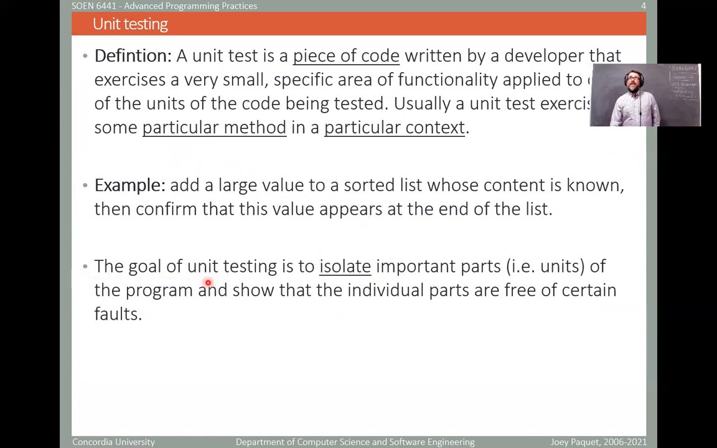So the goal of unit testing is to isolate important parts or units of the code and then test them thoroughly. And that's one of the things that is somewhat difficult, to identify which units are important. Of course, if a certain method is executed extremely often in the execution of the software and in a lot of different contexts, then it's good to actually test this method, because much of the execution depends on the execution of this method.